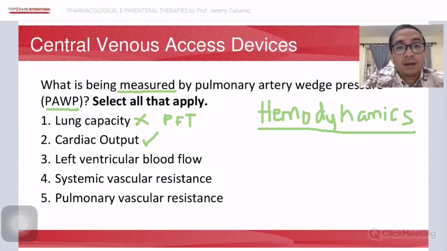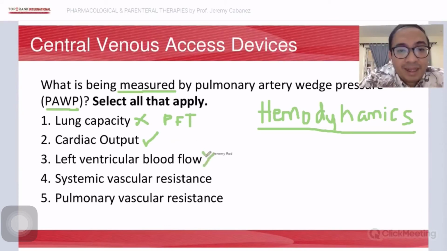Remember that the pulmonary artery wedge pressure, the tip of the catheter is measuring what? Okay, usually, ini-inflate po yan no? Ini-inflate din yan siya. Pero usually, ang minomonitor niya directly is the pressure in the right atrium. And indirectly, the pressure in the left atrium. So directly, right atrium, and indirectly, the left atrium. So definitely, nakalagay left ventricular blood flow.